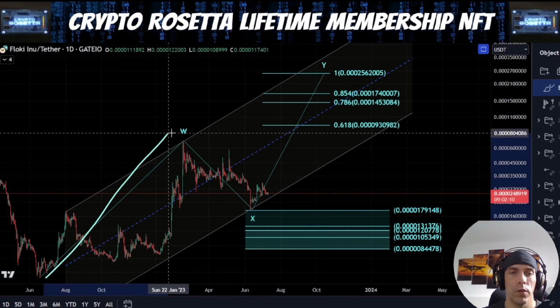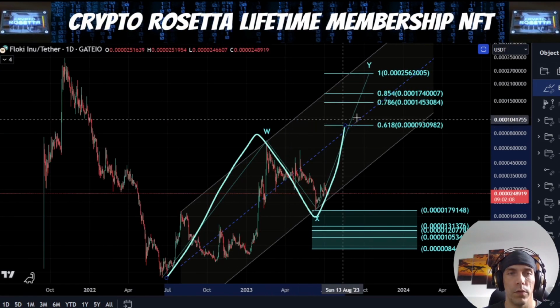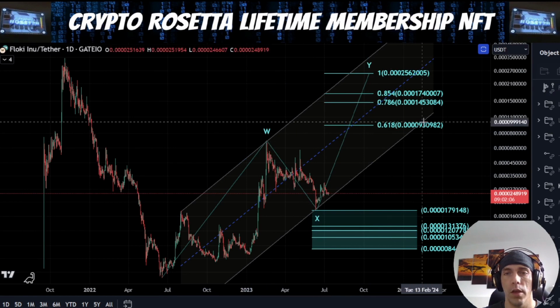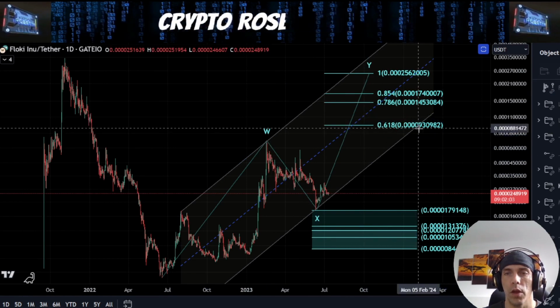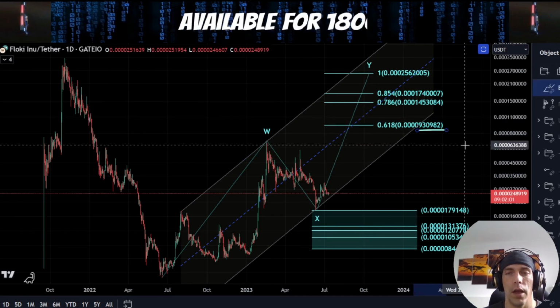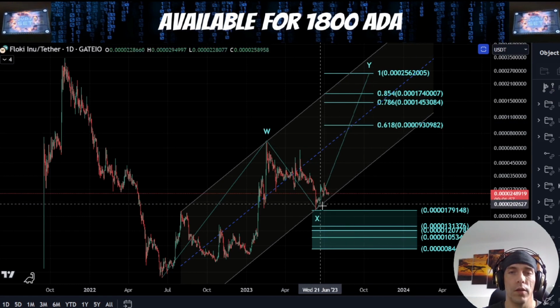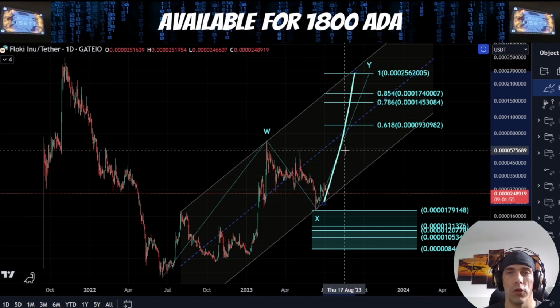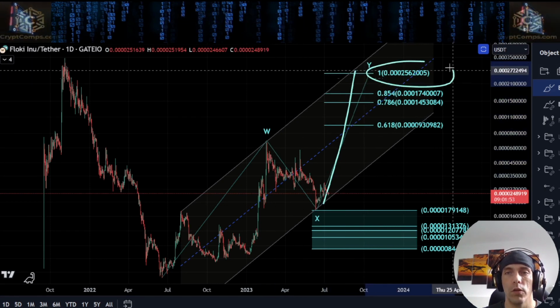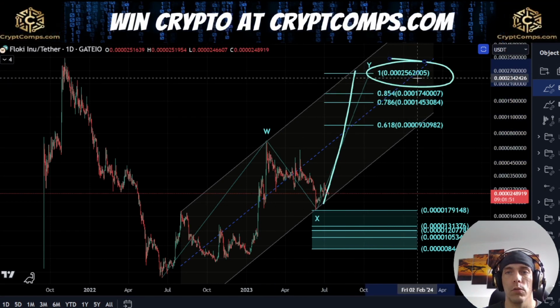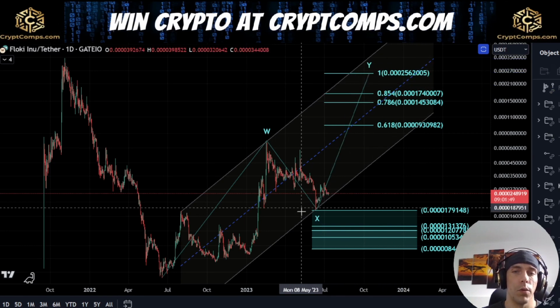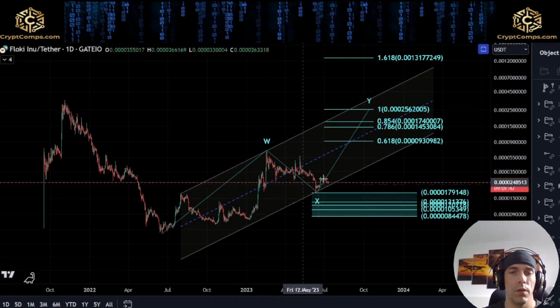Now, if we're looking at this to the upside here, once again, just above this W wave area here, we do have this 0.618, which would be this 930982. So we'll be keeping an eye on this area as a potential ending point, as well as that, if we do look for that confluence with the channel, then potentially this 1-to-1 target here of this 2562005 is a very interesting target as well. So we're going to have to keep an eye on this.